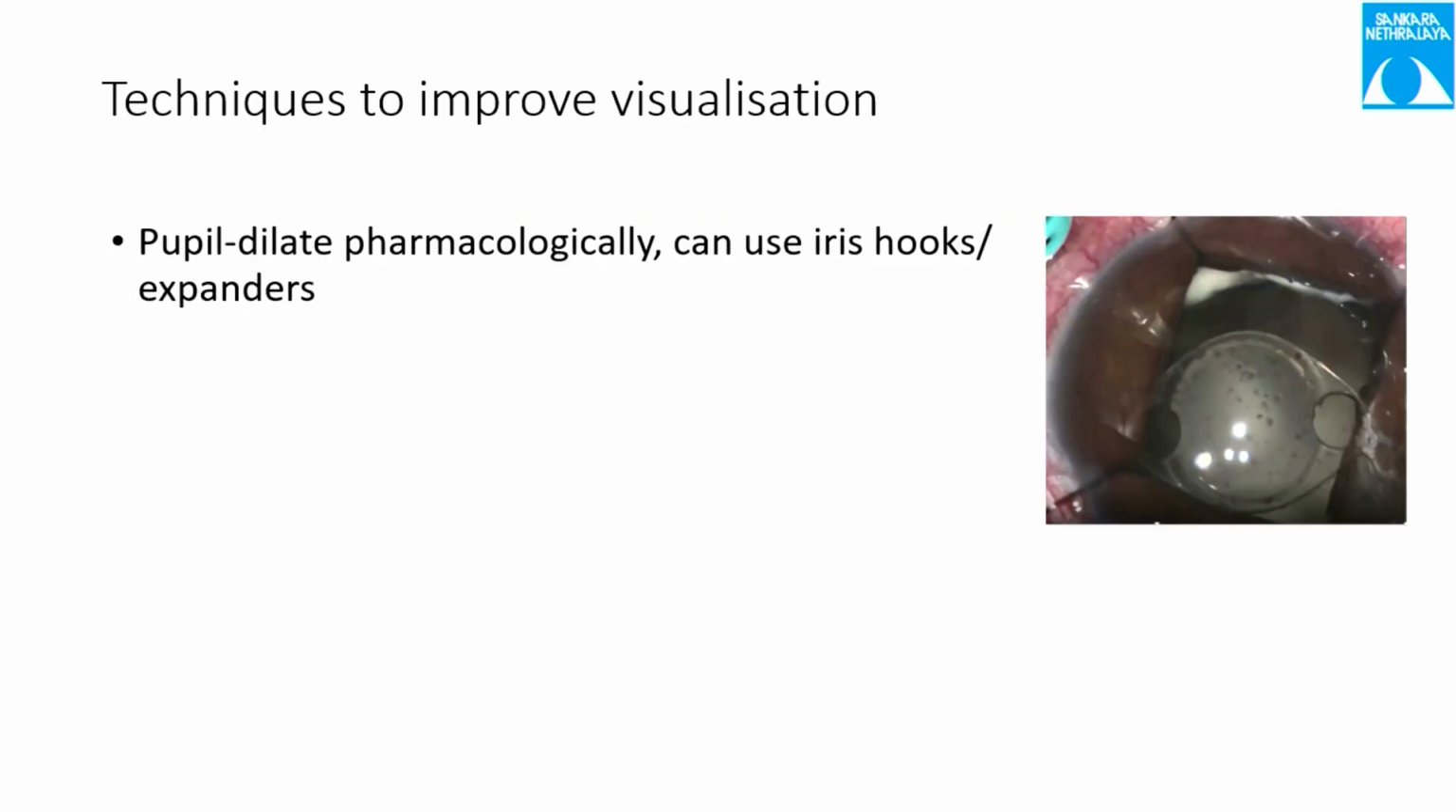So this is a patient with an iris claw lens. Here we definitely know that the pupil is not going to get dilated. So in such a case, one might definitely go for iris hooks, or one might use pupillary expanders like BX.